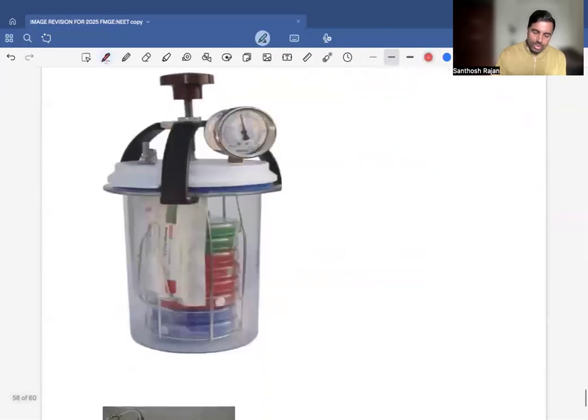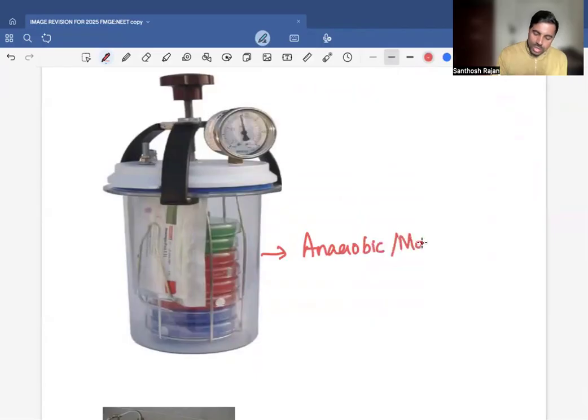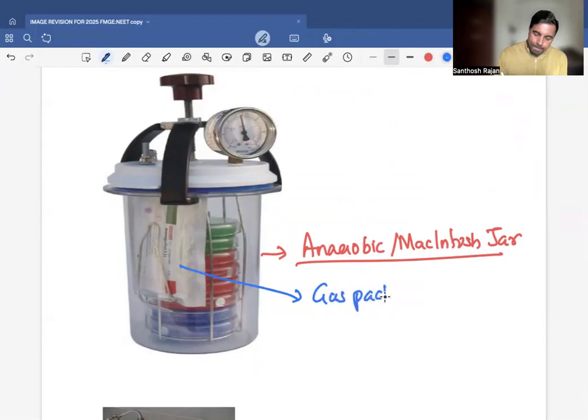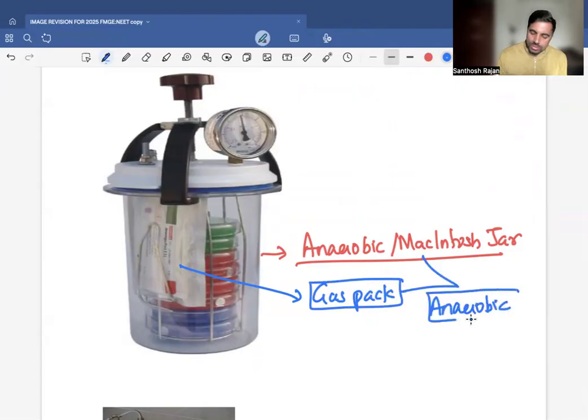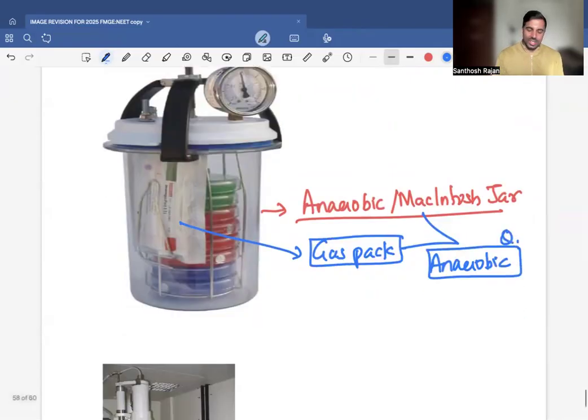And this one, what you see, this is an anaerobic jar. Anaerobic jar. McIntosh and Fildes anaerobic jar. Basically, with this, what you do for anaerobic environment, this is what you see is the gas pack. All to create what? An anaerobic environment. Question. Okay, they can expect this.